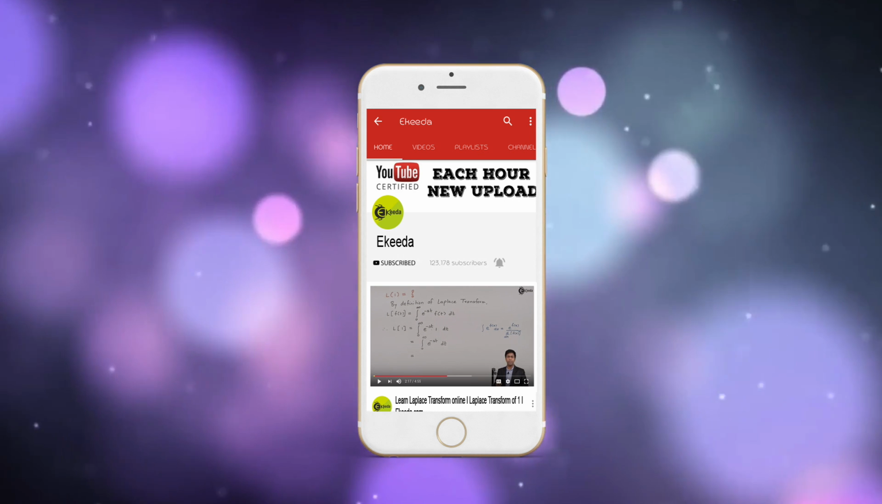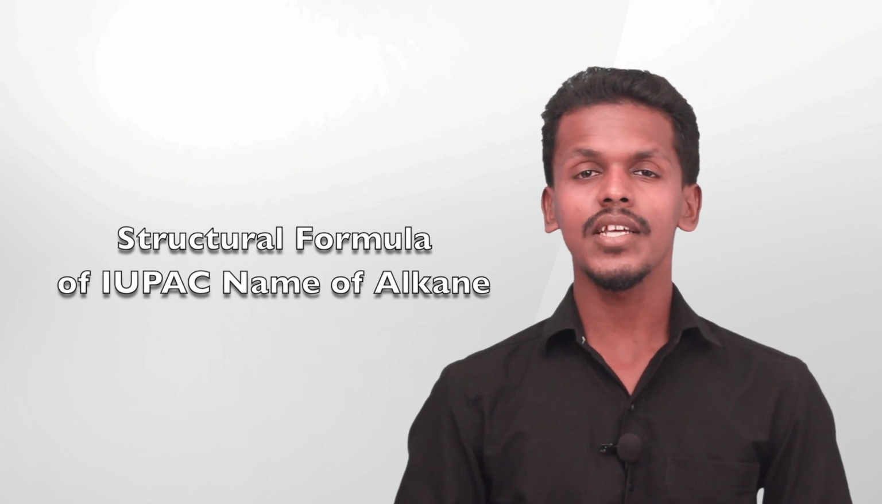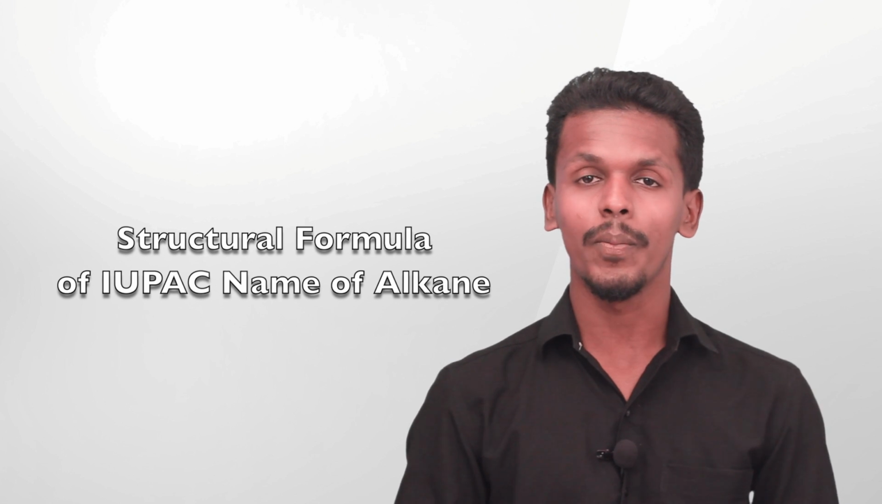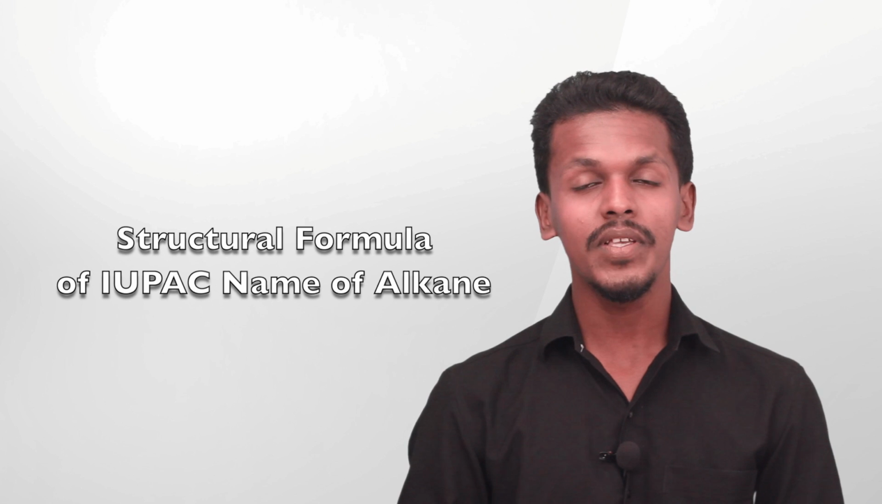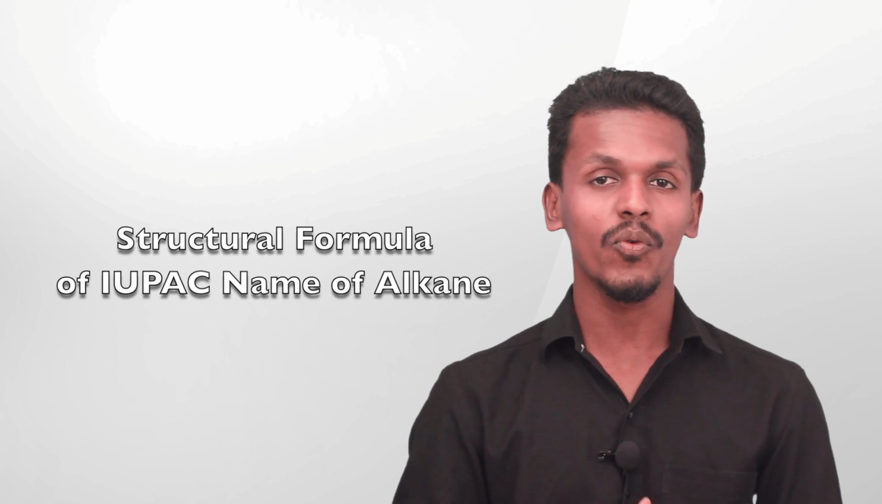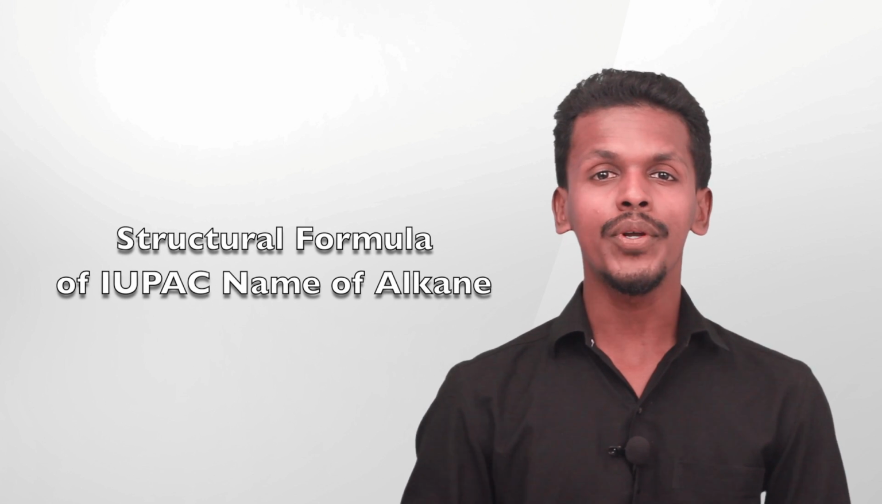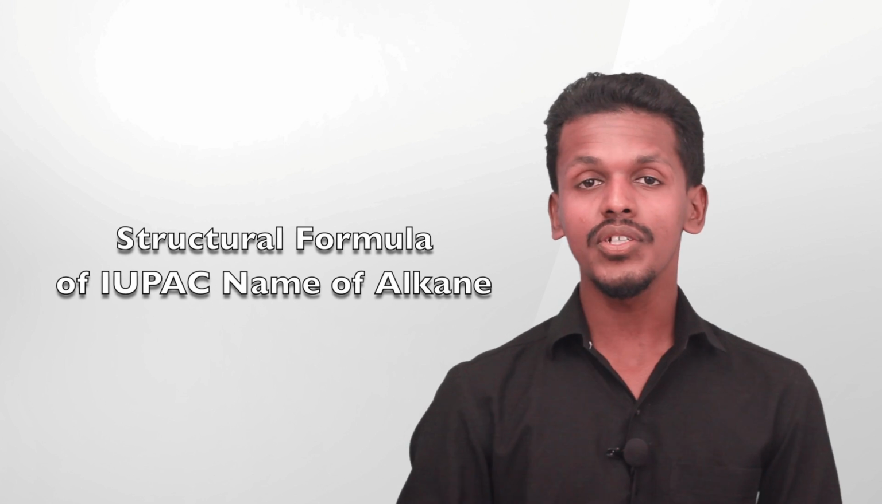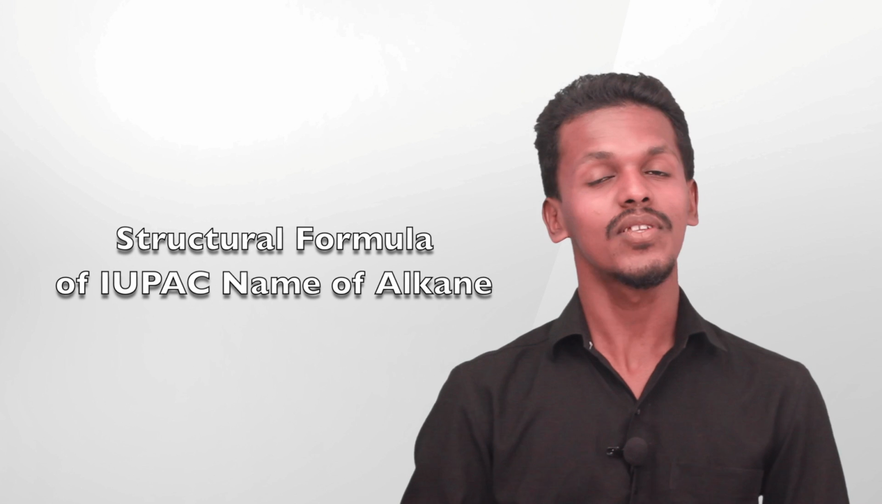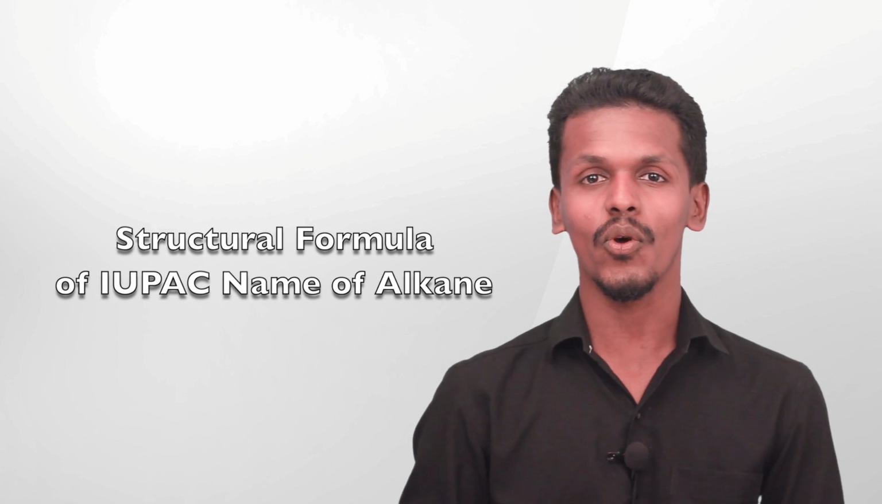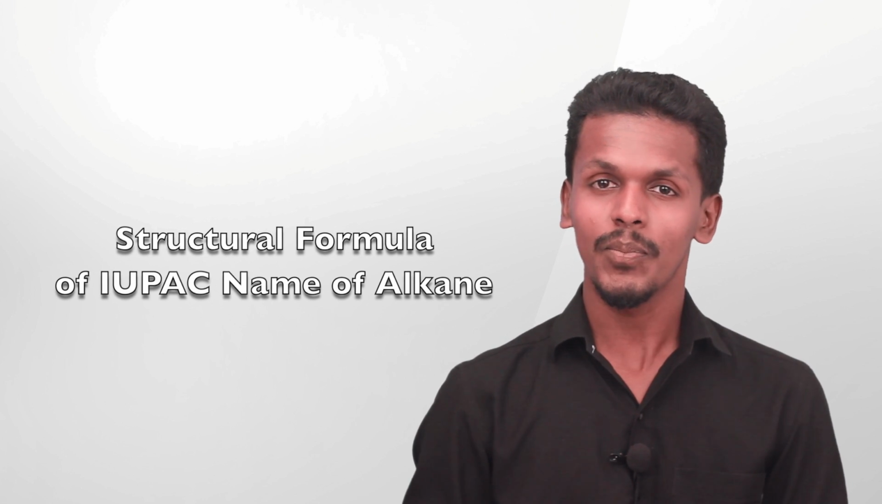Hello friends, in the last lecture we studied the rules of IUPAC nomenclature for alkanes, and we also did the IUPAC nomenclature for a structure that was provided to us. Now we are going to draw the structure from the IUPAC name that has been provided, and the IUPAC name is of an alkane. So how do we draw the structural formula of the IUPAC name provided to us? Let us talk about that.